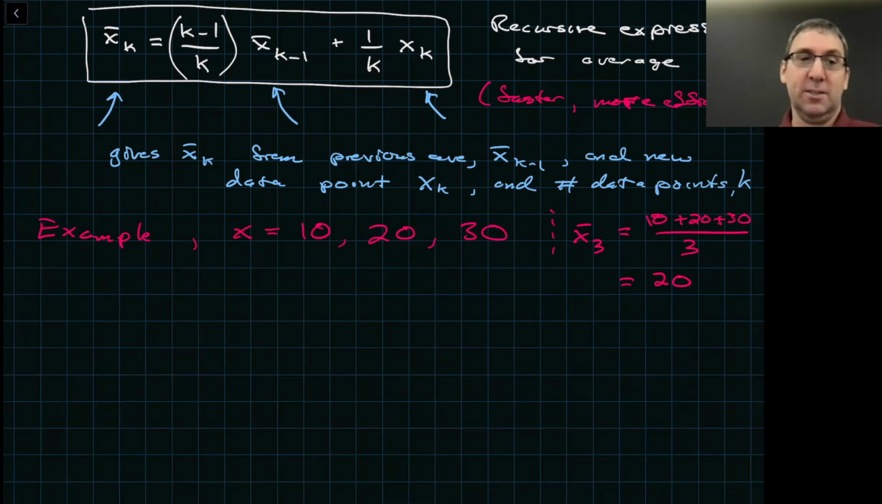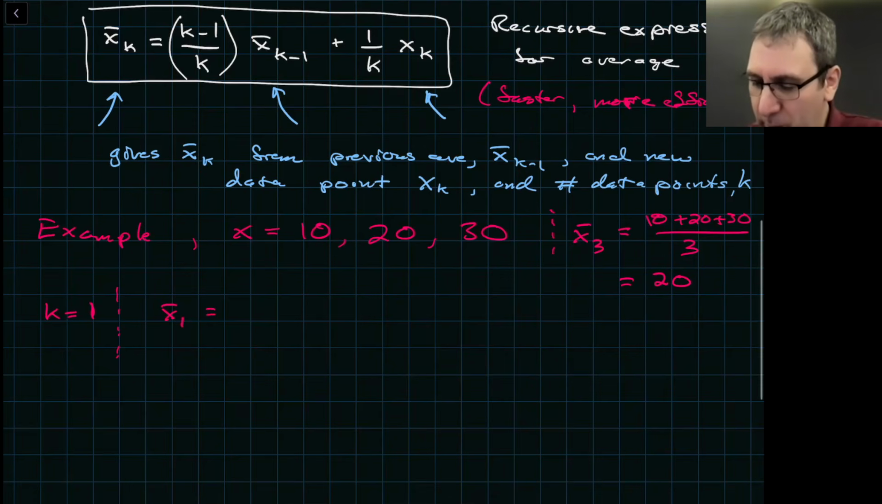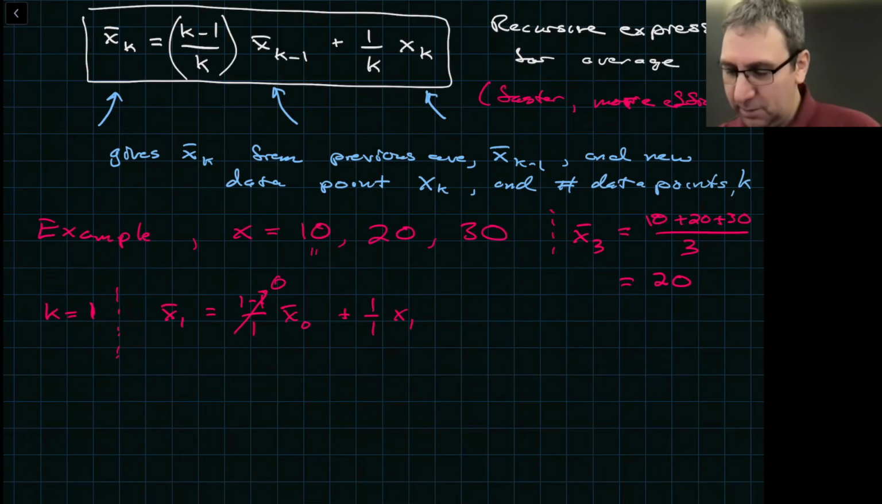But suppose we did this sequentially. So if we started with k equals 1, then from this expression up here, x bar 1 equals, well, we've got 1 minus 1 over 1, so that's 0, and x bar 0 is not even defined, so that's good. It's multiplied by 0, plus 1 over 1 times x1. x1 is this first thing. So we get 10.